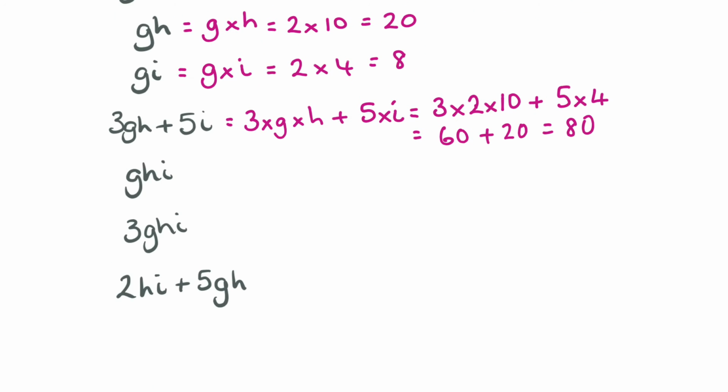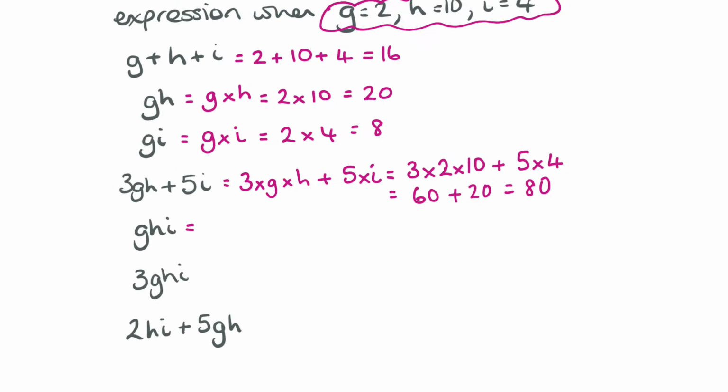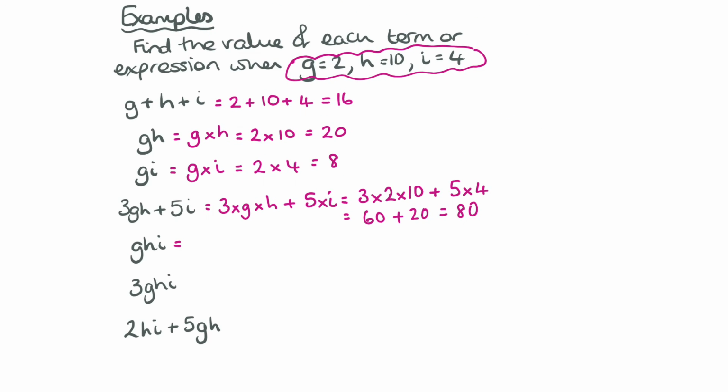A little bit more to do. GHI, need to get the values back. GHI means G times H times I, which is 2 times 10 times 4. So 2 times 10 is 20. And 20 times 4, got your 20 times table, 20, 40, 60, 80.